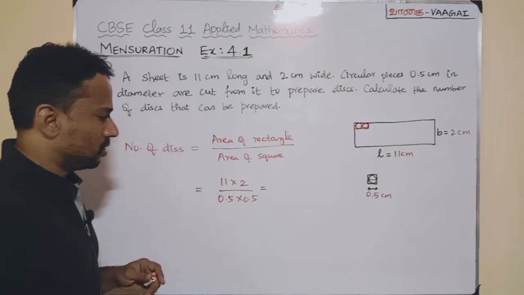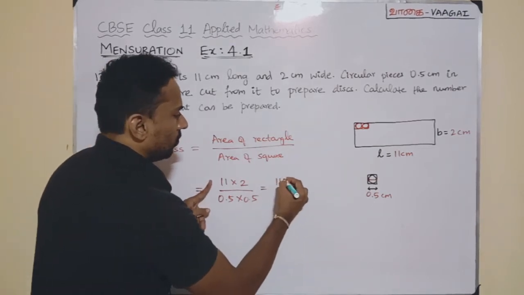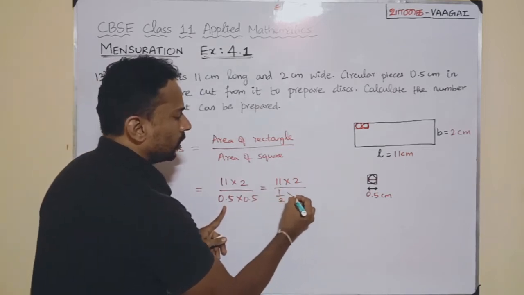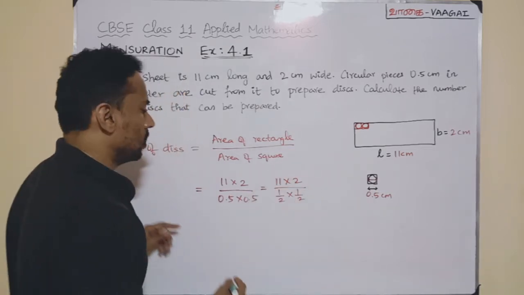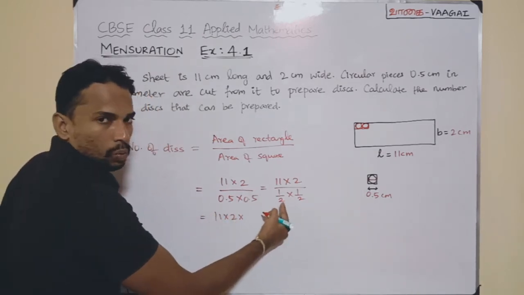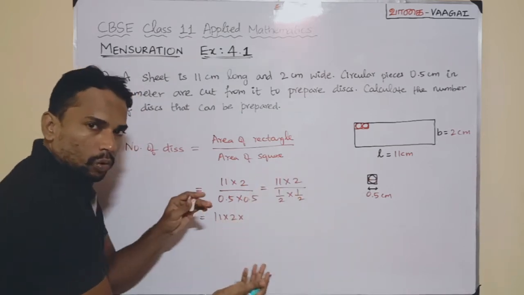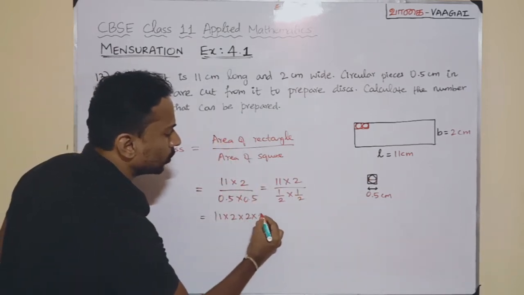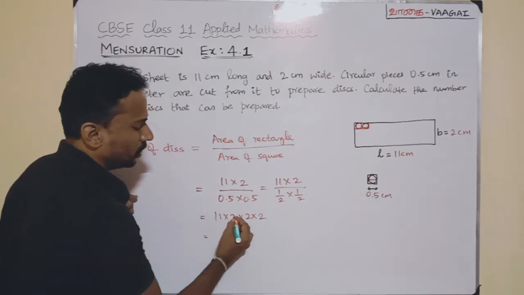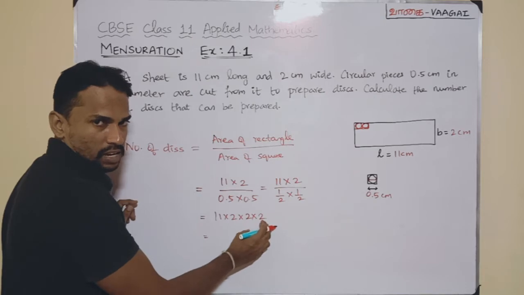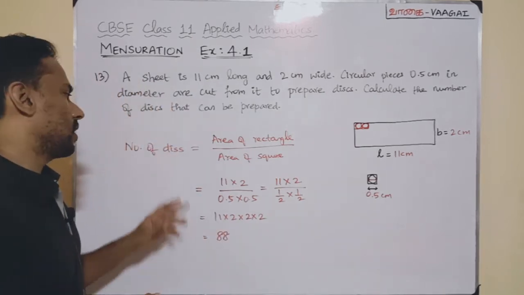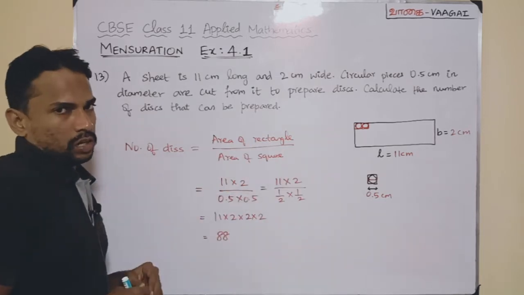So what will be the answer for this? Of course, it is 11 into 2 divided by 1 by 2 into 1 by 2. Now I can simply do 11 into 2 into, I can bring this 1 by 2 to the numerator so that they go there as reciprocals, so into 2, into 2. This will give you 11 into 2 into 2 into 2. So 2 into 2 into 2 will be 8. 11 eights are 88. So totally 88 discs can be formed using this rectangular sheet.